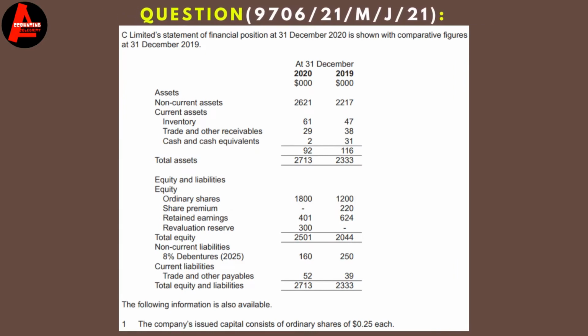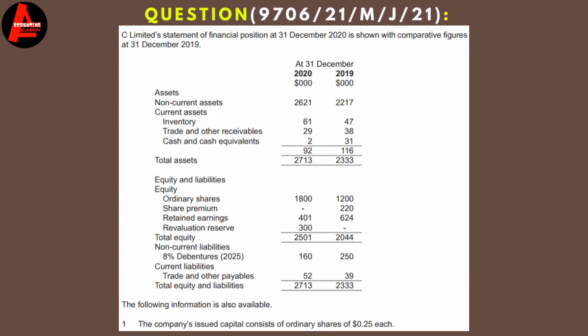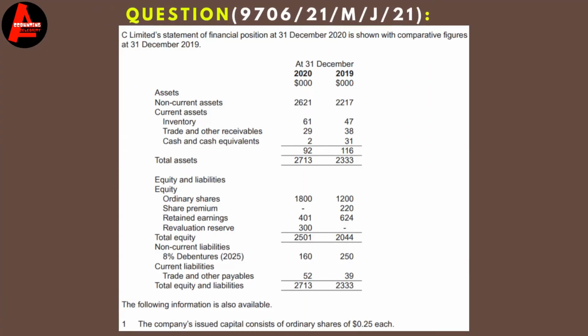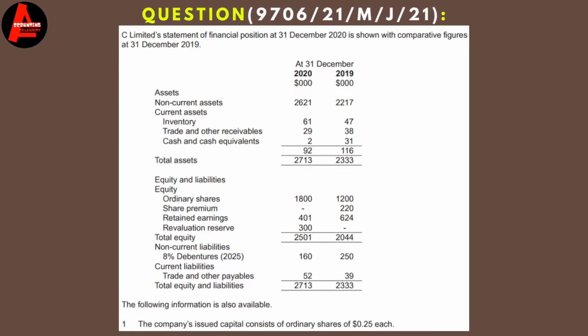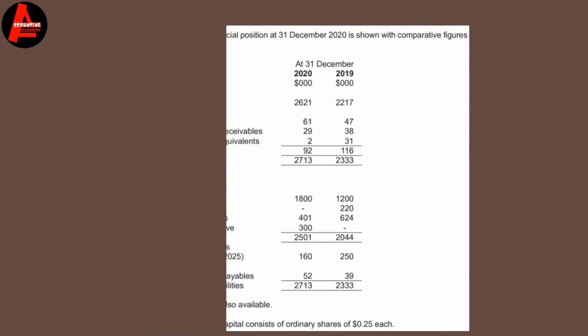C Limited's statement of financial position at 31st December 2020 is shown with comparative figures at 31st December 2019. Here the statement of financial position is given for 2 years side by side. Let us have a look once again. We see 2020 on the left column and 2019 on the right side. Below the question we have some information.